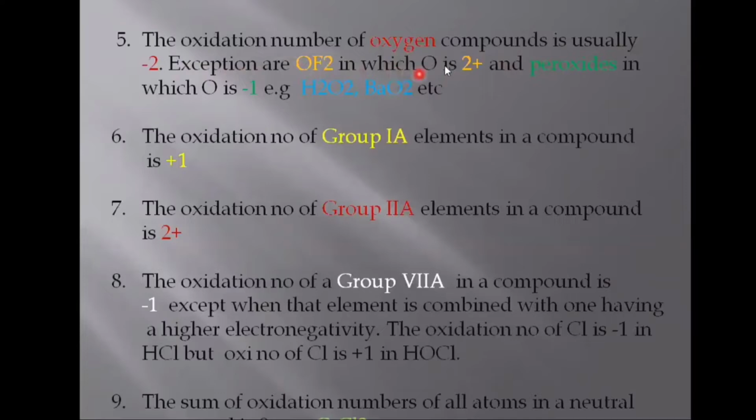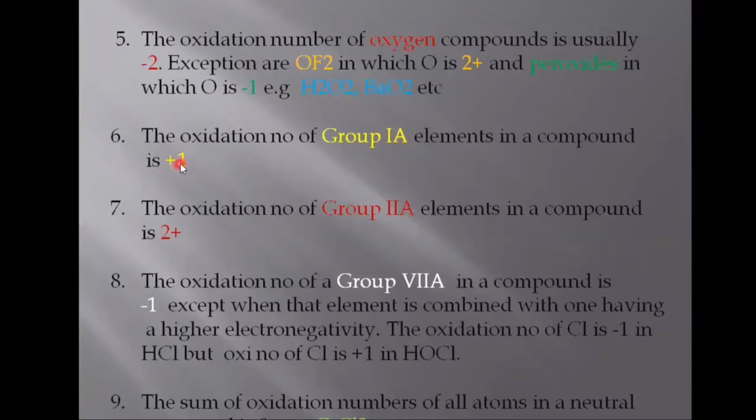anion. So O has +2, and also the second exception is the peroxides. In peroxides the oxygen has -1 oxidation state, not -2. For example, H2O2 and barium peroxide are peroxides, and here the oxidation state of oxygen is -1.